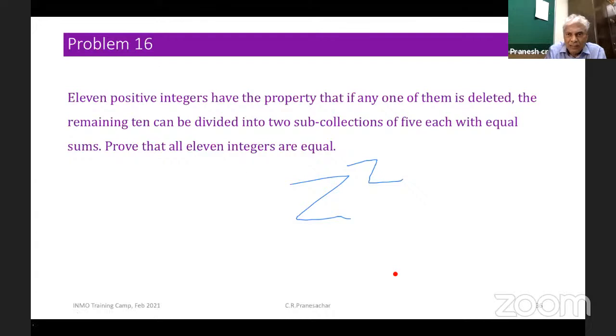Just understand: you can delete any positive integer, and the remaining 10 integers can be divided into collections. It's like a weighing problem. Suppose there are 11 weights with positive integral weights. If you delete any one of the weights, the remaining 10 weights can be balanced in a balance with 2 pans. You keep 5 weights on one pan and the remaining 5 on the other pan, and then they will balance. So you can always choose 5 suitable weights on one pan and the remaining 5 on the other pan, so that they balance each other. Prove that all the weights are equal.